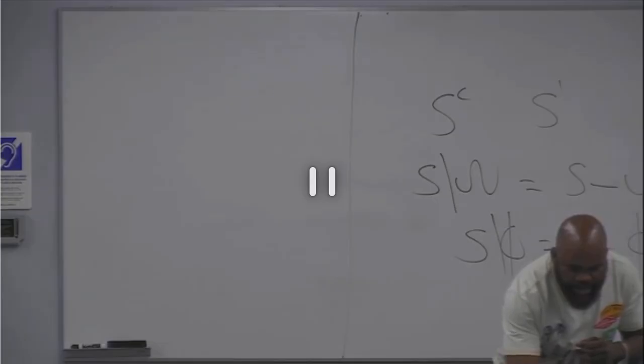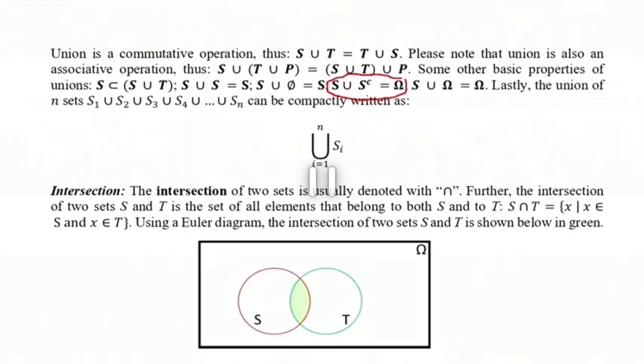Take a look at this. Minnesota union United States. I'm adding Minnesota to United States. Of course, I'm going to get United States. That's what that means. Now, I want to generalize. Let's generalize now. Take a look at this.